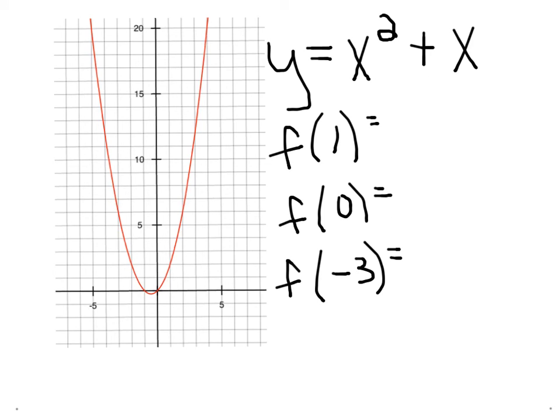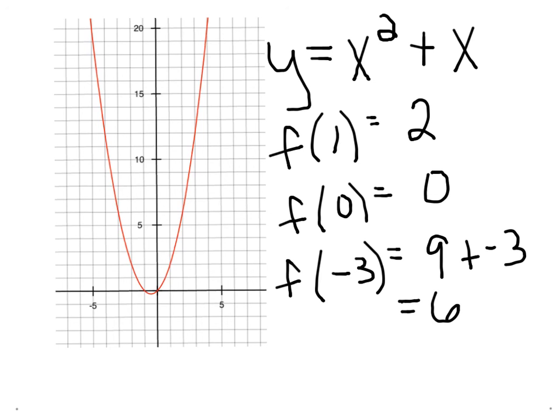If you have the equation and the graph, you can kind of look at both of them to support your answer. If I plug in 1 to the equation, I get 1 plus 1, which is 2. If I plug in 0, I get 0 plus 0, which is 0. If I plug in negative 3, I get 9 plus a negative 3, which is 6.